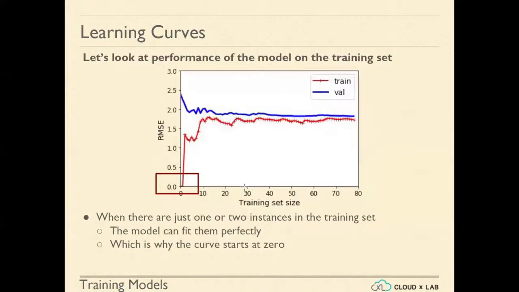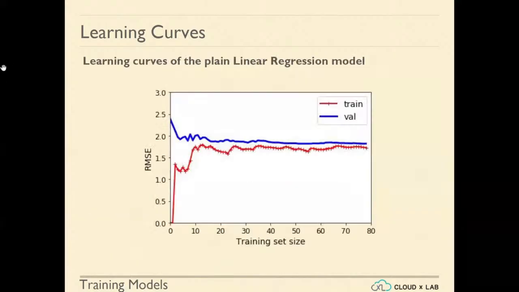So if we are having underfitting, then both the training as well as the validation error will be high, right? If we are having an overfitting issue, then the training error will be low and the validation error will be high, right? Okay.